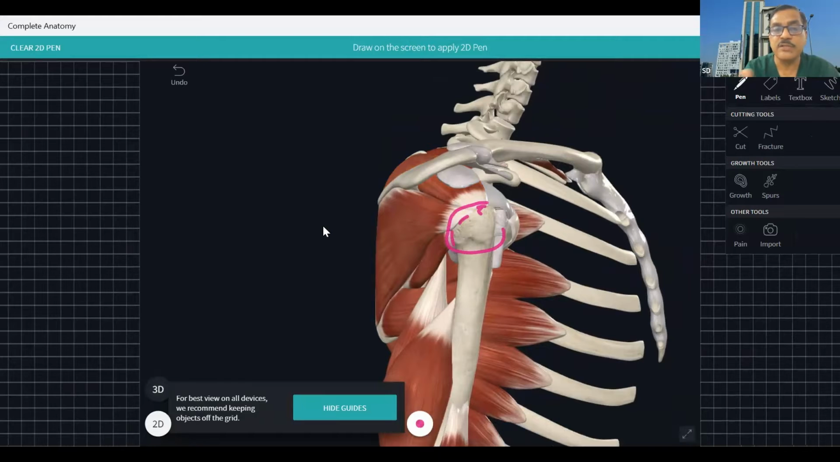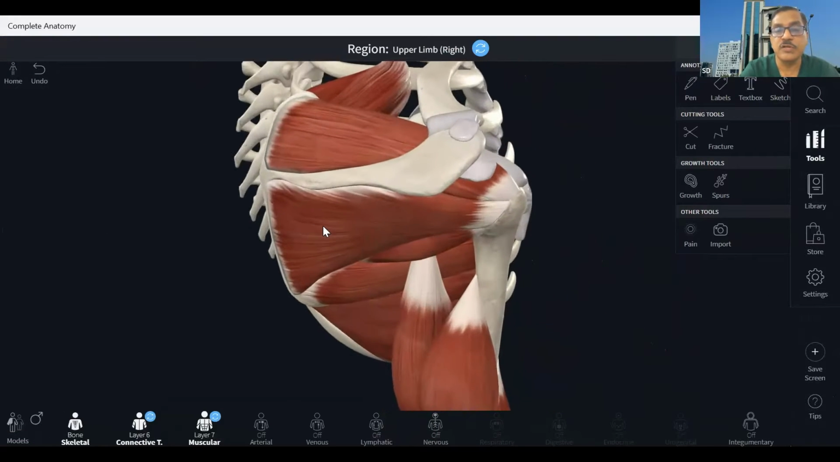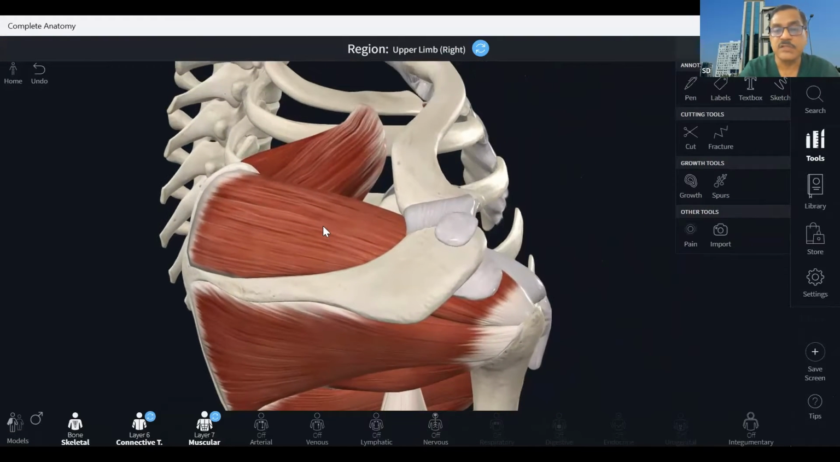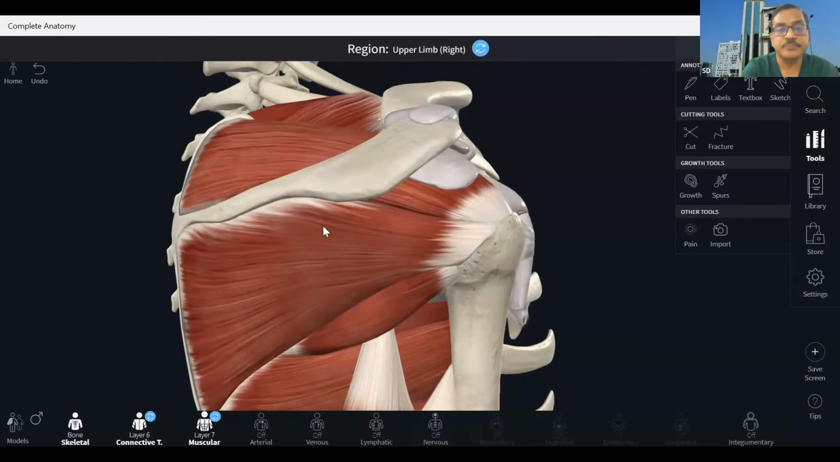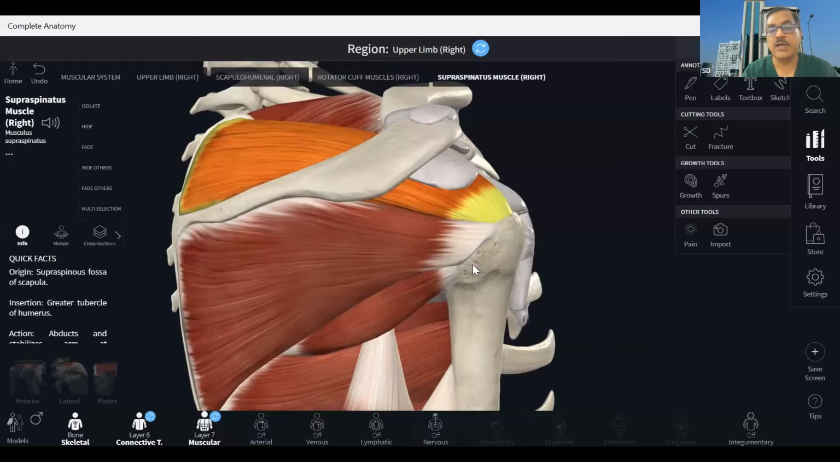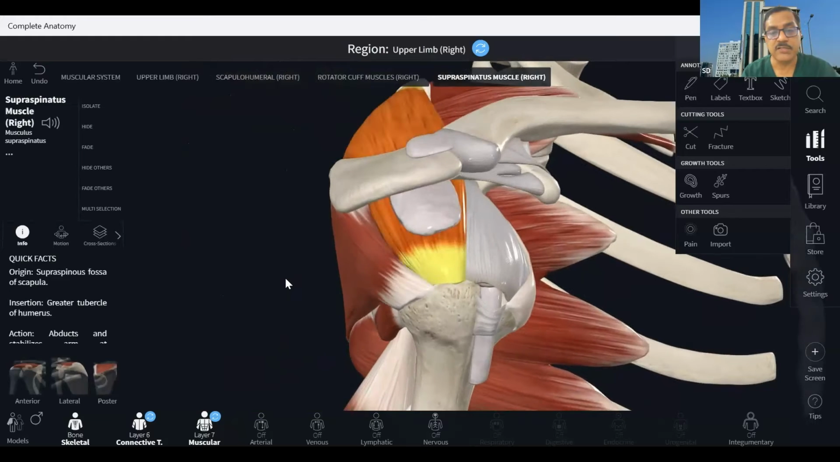So superior facet is where the supraspinatus muscles gets originated. So this was your supraspinatus muscle. And you can remember the function. The most important function is your abduction. So tendinous parts get attached in the superior facet of the greater tubercle.